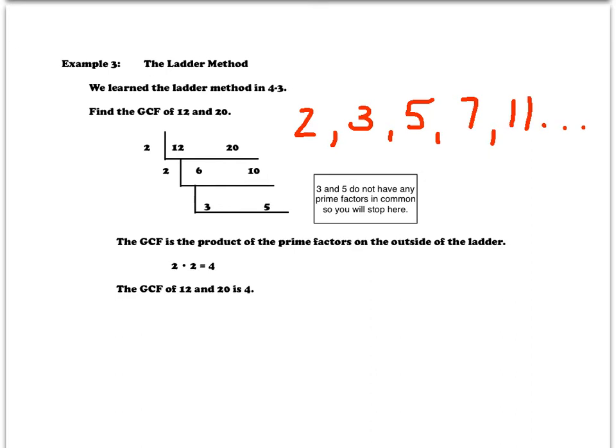The GCF is the product of the prime factors on the outside of the ladder. So we'll take the 2's on the outside of the ladder, multiply them together. 2 times 2 equals 4. And again, the GCF of 12 and 20 is 4. So you can see that it doesn't matter which method we used. We could use listing, prime factorization, or the ladder method, and all three methods will result in the GCF of 4.